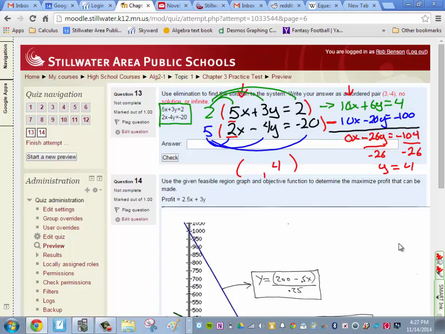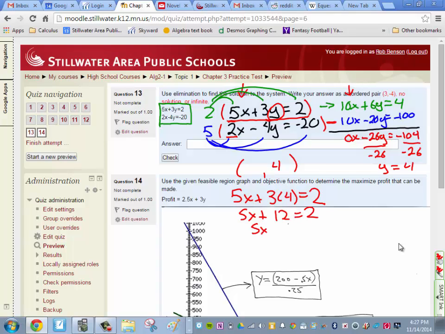So we got to plug it into one of the two equations. Let's plug it into the top one. I like the top one best. Either one will work though, right? Either one will work. So we're going to plug this 4 into the y right here. So I got 5x plus 3 times 4 is equal to 2. So I got 5x plus 12 is equal to 2.